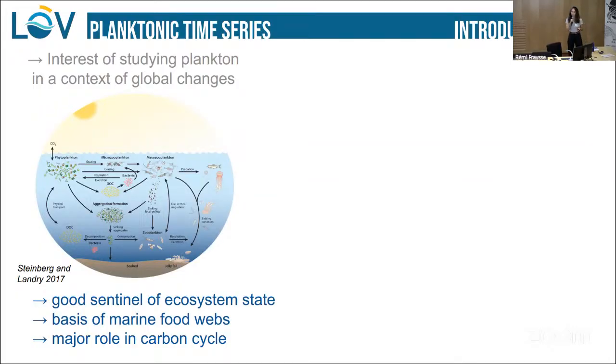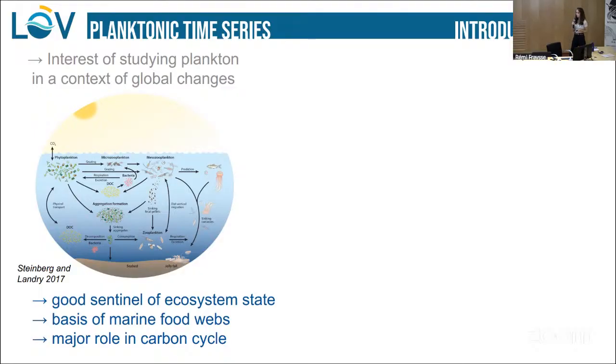Those environmental pressures affect marine diversity, especially plankton, which by definition designates all living organisms that cannot move against currents when facing unfavorable conditions. That comprises phytoplankton, primary producers performing photosynthesis, and zooplankton, animals. Due to its high sensitivity to environmental pressures, plankton is said to be a good sentinel of ecosystem state, and moreover, it is at the base of marine food webs, and it plays a major role in the carbon cycle.